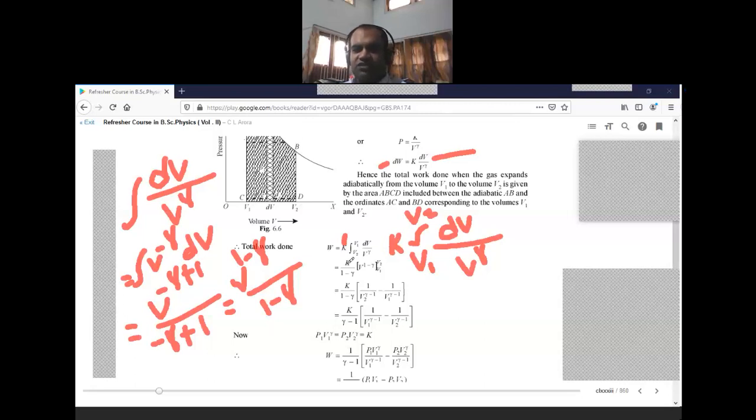So K divided by 1 minus gamma is outside, but now volume is changing, so V1 to V2. Since the volume is changing, we have to integrate this quantity, specifically V to the power 1 minus gamma, and the change is from V1 to V2. So again K divided by 1 minus gamma is there. Now you just integrate this, it will be 1 divided by, again they are taking now V to the power gamma minus 1. So this is what we get. I hope this is just simplification from here.